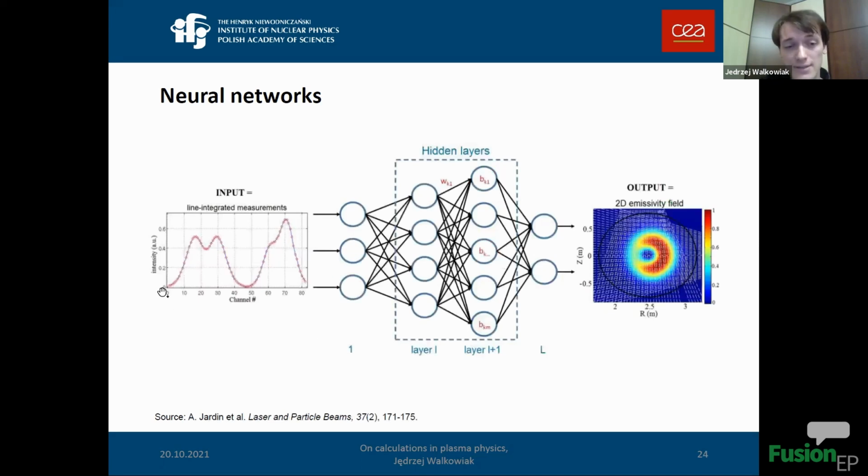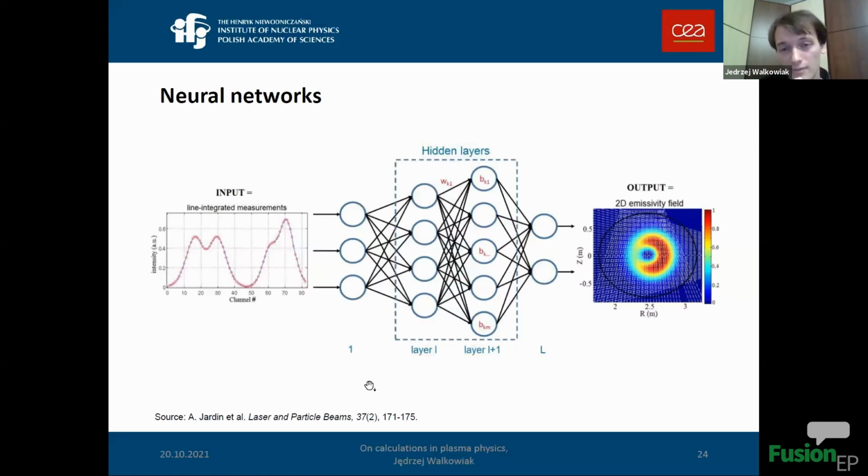So in our case, we would need to take the readings from the channels of the cameras as an input. Then we will place some so-called hidden layers, which are used for processing the data. And as the output, we will get the 2D emissivity field of the plasma inside our tokamak.